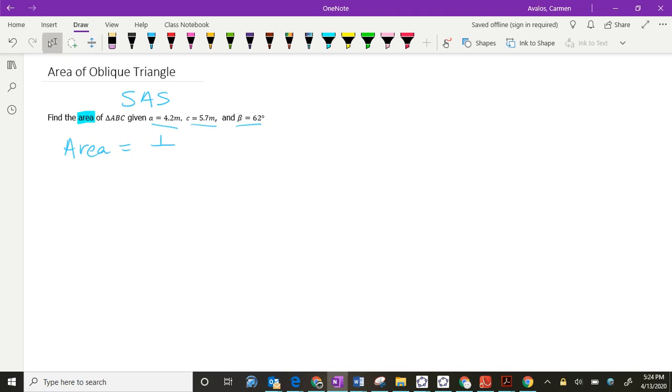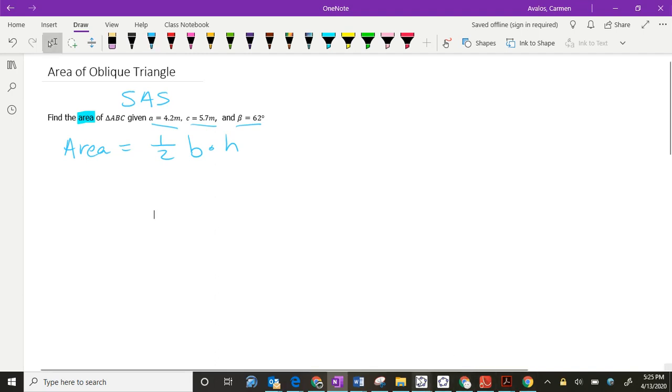is going to be 1/2 base times the height. But it's not a right triangle, so I can't just find the height that way. I have to use some information with trig to figure this out. So here's a triangle where A is 4.2, C is 5.7, and the angle is 62.